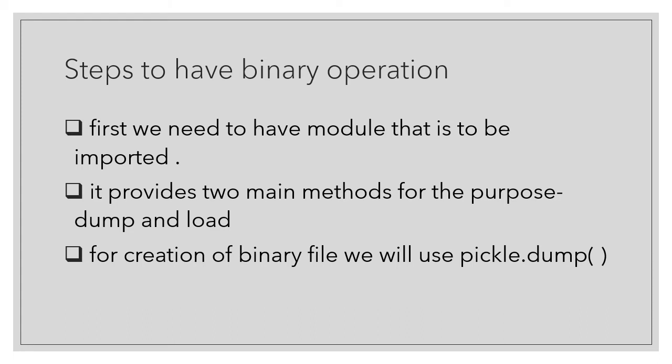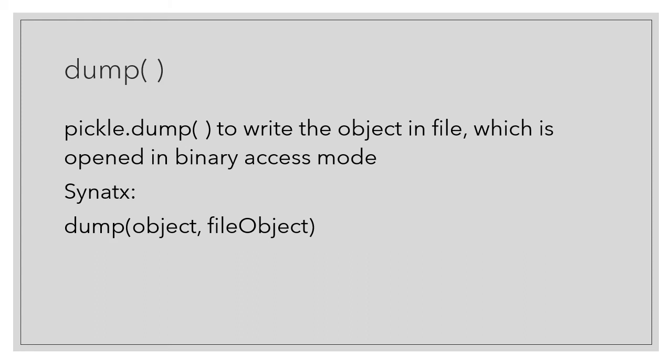In C, C++ we say header file. In Python we say it's a module. So pickle.dump. First we see what dump is. The dump function is helpful to write the object in a file which is opened in binary access mode. So the dump function is used to write objects to a file which is opened in binary access mode. So here the syntax is dump of object comma file object. Dump is a keyword, and an object is used along with the file object.